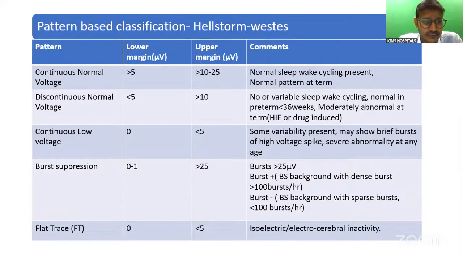Flat trace, or isoelectric pattern, is one in which the lower margin is 0 and the upper margin is usually around 2 to 5. This is seen in isoelectric activity, where there is complete cerebral inactivity. So this is the most commonly used pattern-based classification by Hellstrom and Westers.